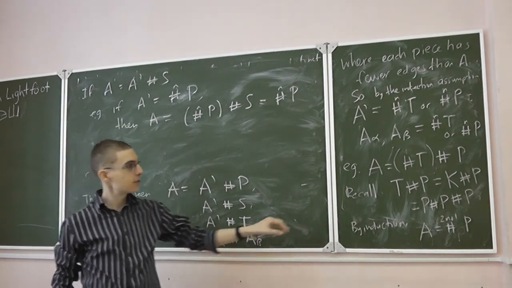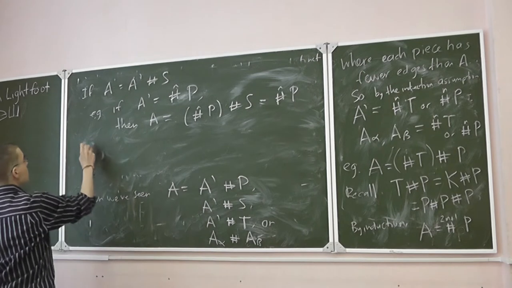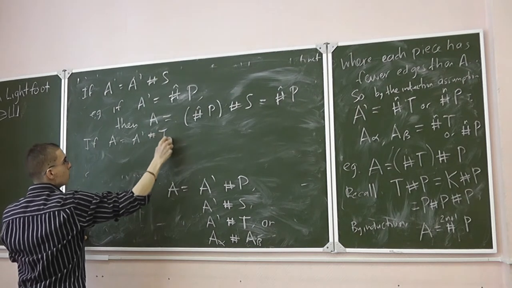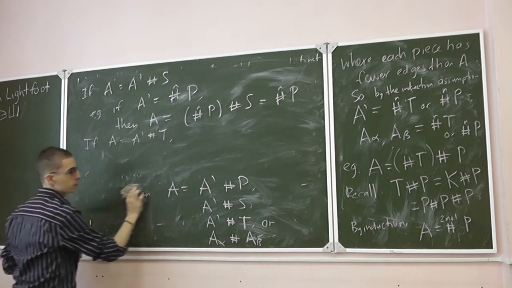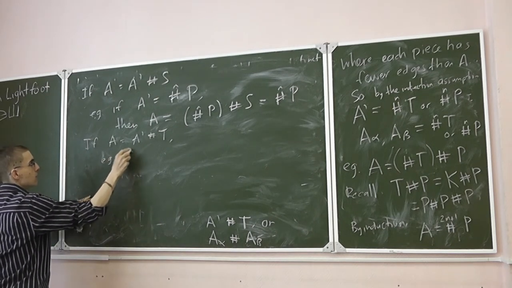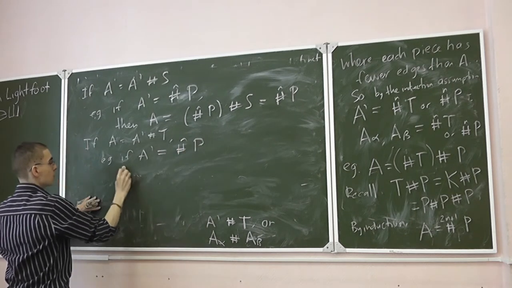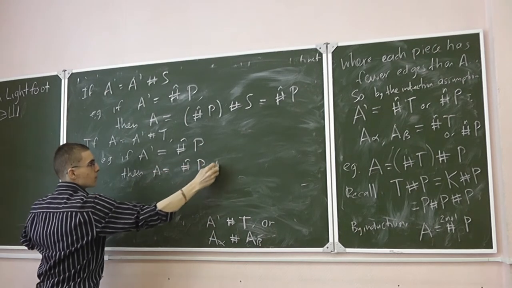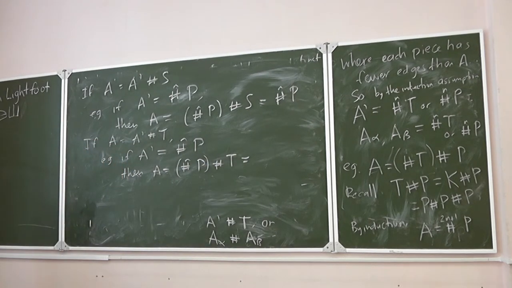Well, it should be similar to this one, shouldn't it? If you have a connect sum of projective planes, then we'll just get n plus two projective planes. So if A prime equals the hash sum of n projective planes, and we connect sum with the torus, then we get a hash sum of n plus two projective planes. Do you agree with that?